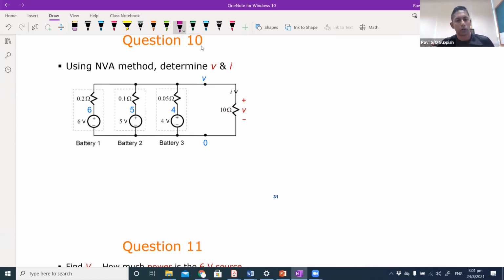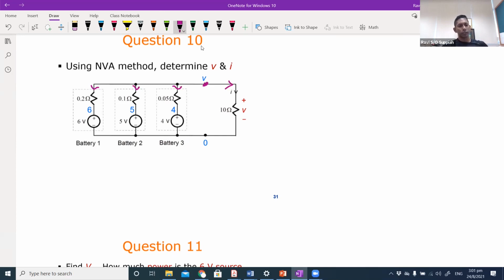You may have tried something else, but as long as your approach and technique are correct, that is what is important. So in this case, we're going to assume that this is the node over here, and that all the current is going to flow out of this node.